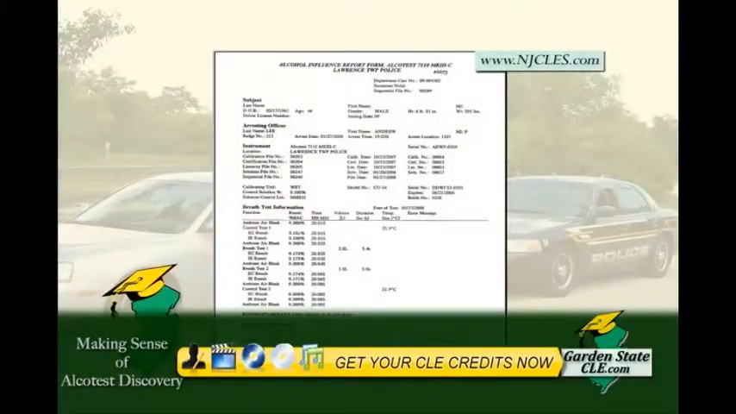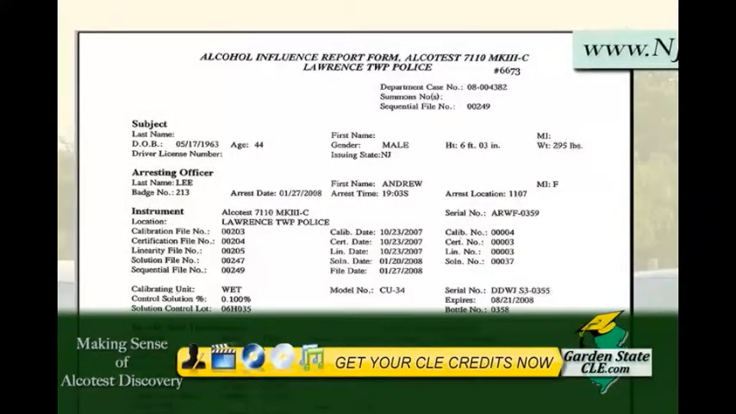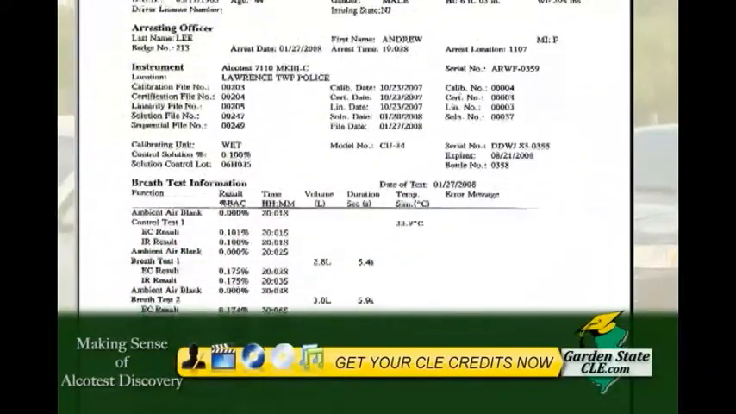The first thing I want to talk about is probably the most important piece of discovery of all, the alcohol influence report. I want to go through this step by step so that everybody will be familiar with it, see what it means, and try to relate it to some of the other discovery documents, okay? Right, this is actually the cornerstone of the whole package, and everything will flow off of this.